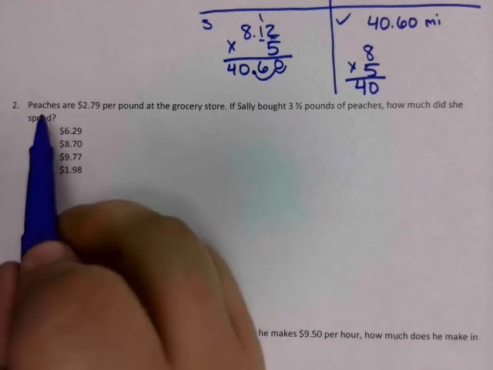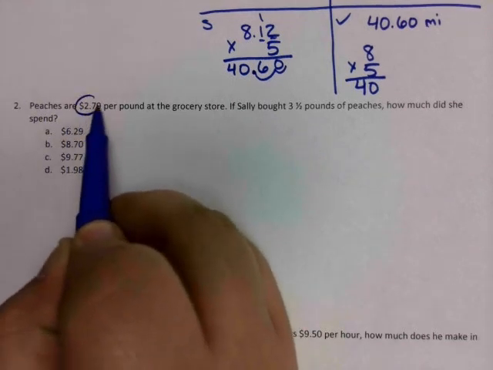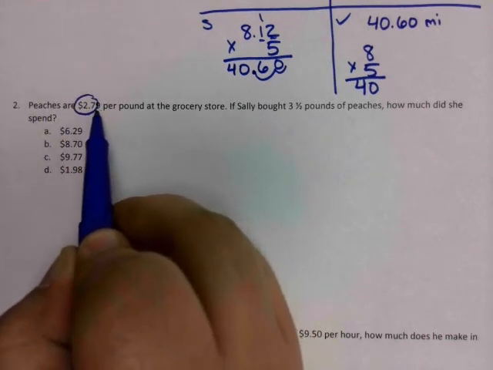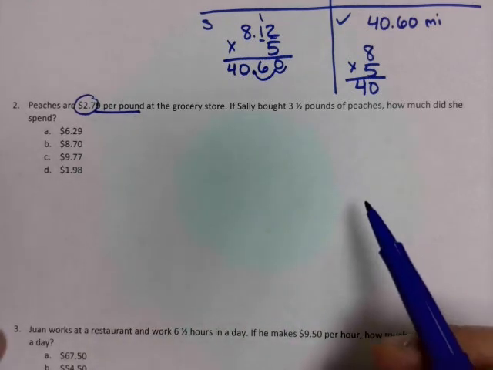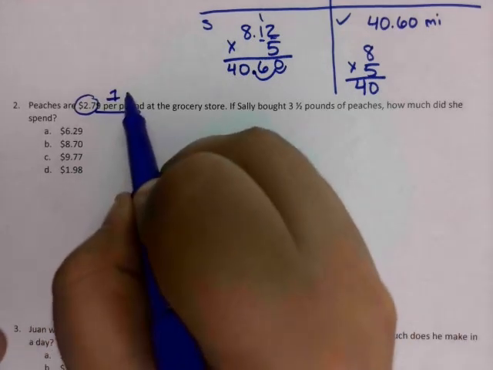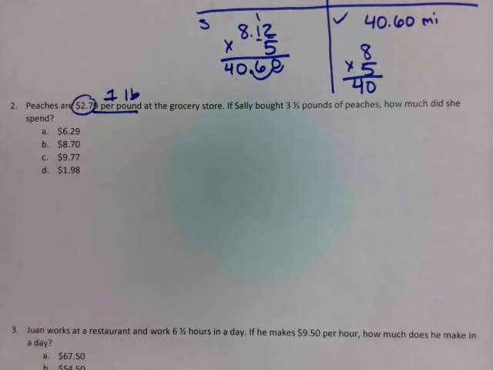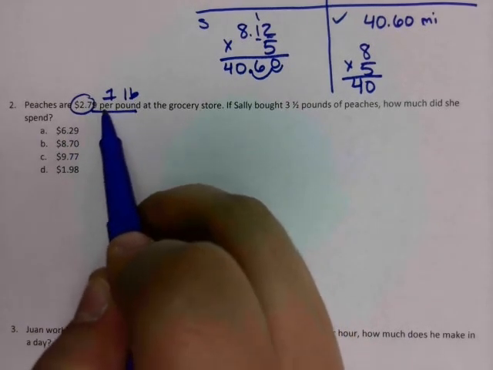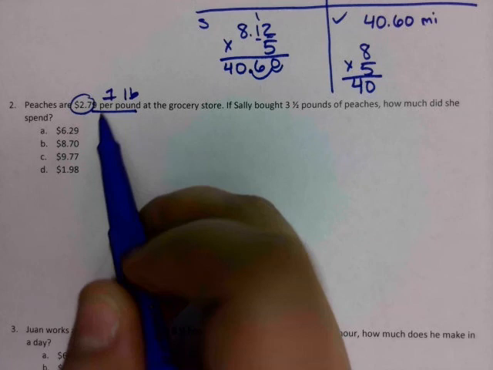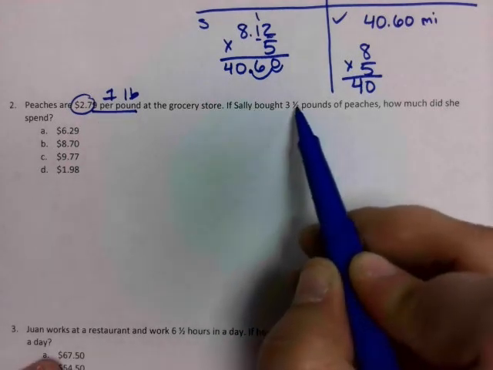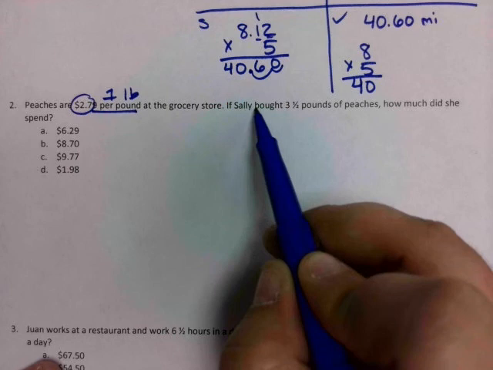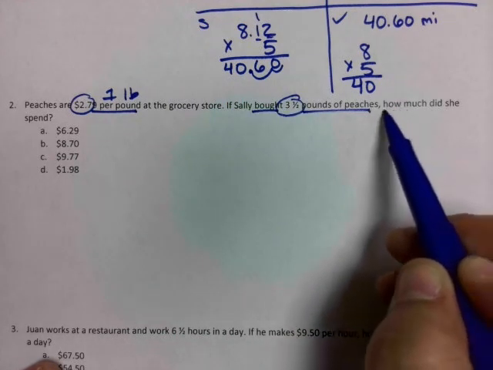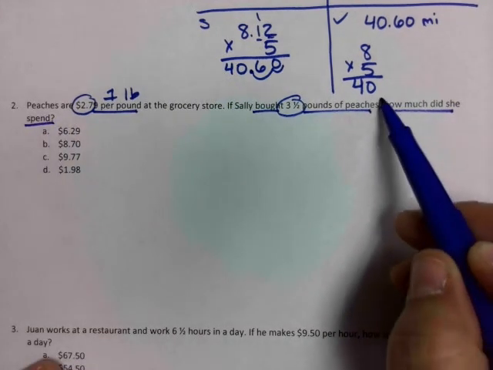All right, so we know that peaches cost $2.79 per pound at the grocery store. That means for 1 pound, I'm gonna put LB, that's the abbreviation for pound. So 1 per pound, that's what per means, 1, is $2.79. If Sally bought 3.5 pounds of peaches, how much did she spend?